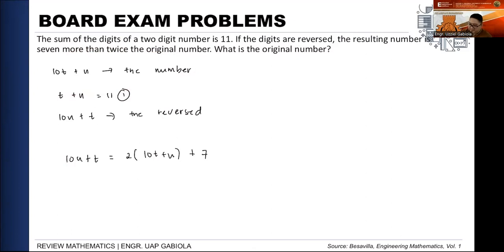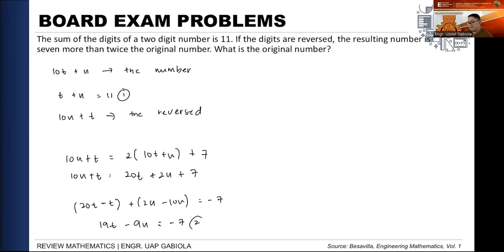Simplify lang natin. 10u plus t is equals to 20t plus 2u plus 7. Simplify lang natin. Magigitong 20t minus t plus 2u minus 10u. Lipat natin sa kabilang side. Okay? So this is 19t minus 9u is equals to negative 7. Ito yung equation number 2 natin.